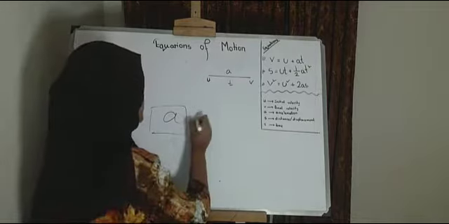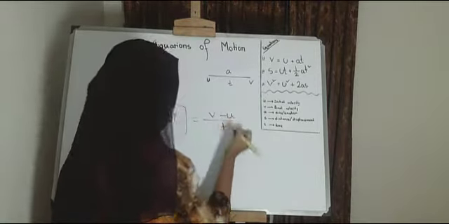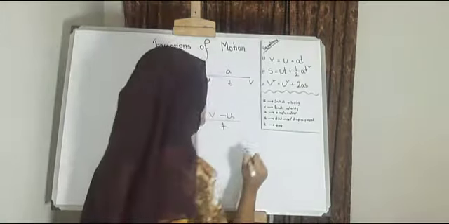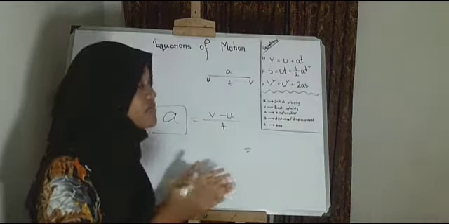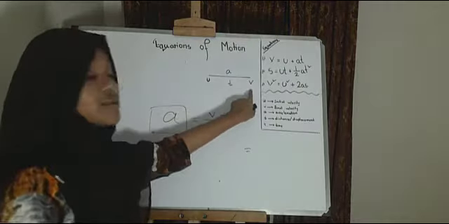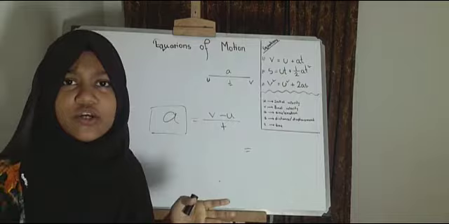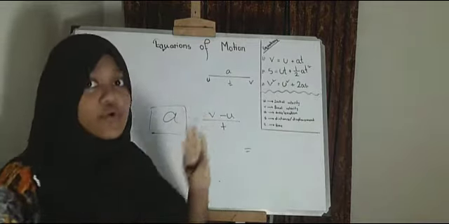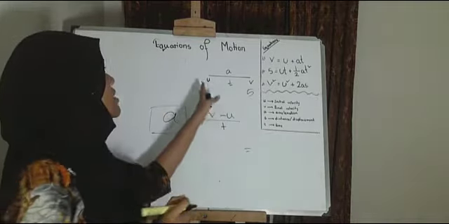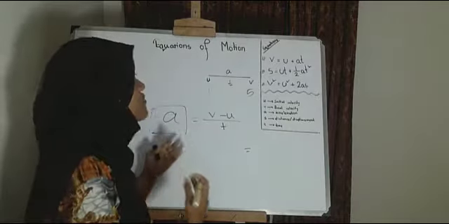So what do you know? A equals V minus U by T, right? Why V minus U? You know that it is the rate of change of velocity. So how will you know? Like here, the initial velocity is 1 and here the final velocity is 5. So what's the change here? We know it has increased by 4, right? Here 1, here 5 meters per second. So it has changed by 4. It has a difference of 4.